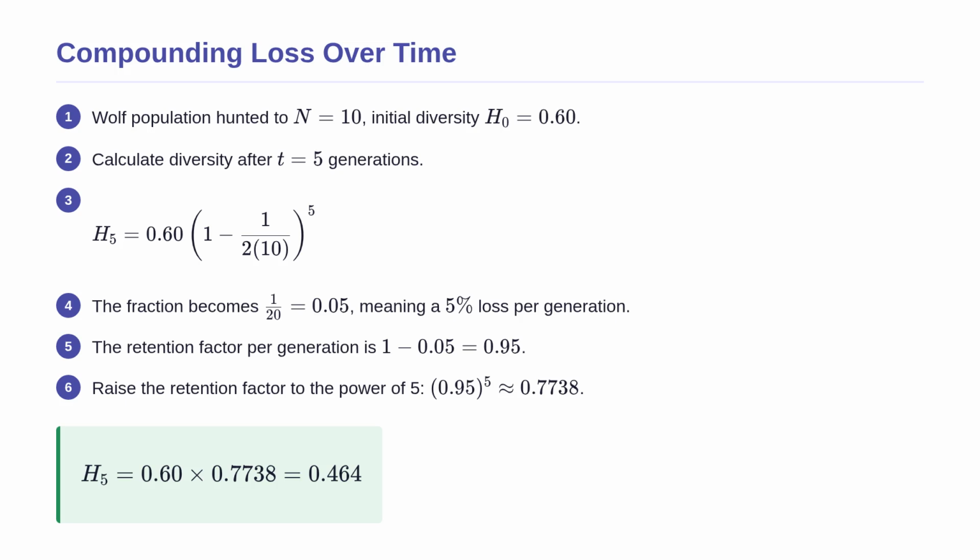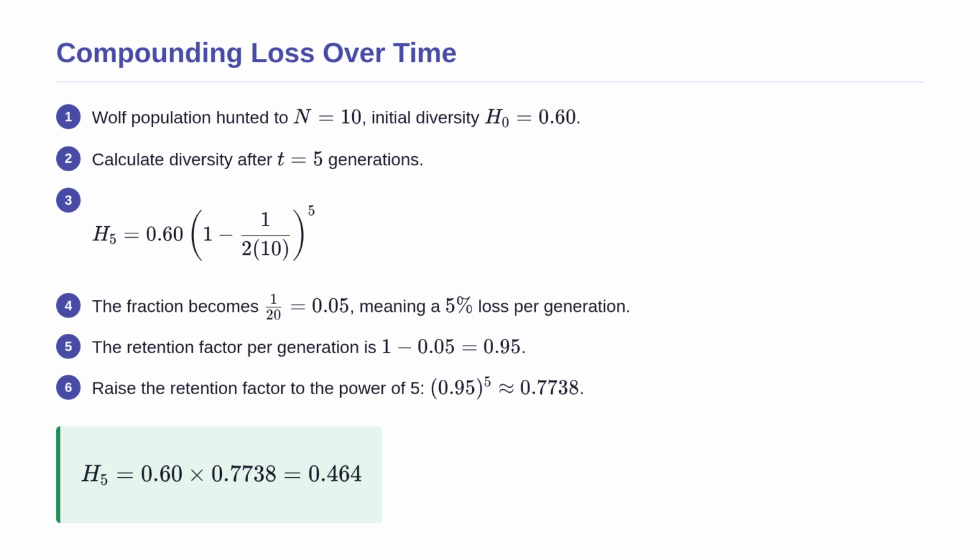Let us calculate this compounding effect with a second example. Suppose a population of wolves is hunted down to just 10 individuals. Their initial heterozygosity was 0.60. We want to know the diversity if they remain this small for 5 generations. We plug in n equals 10 and t equals 5.